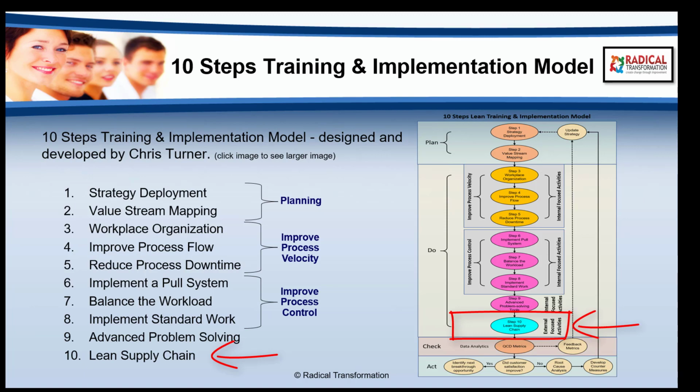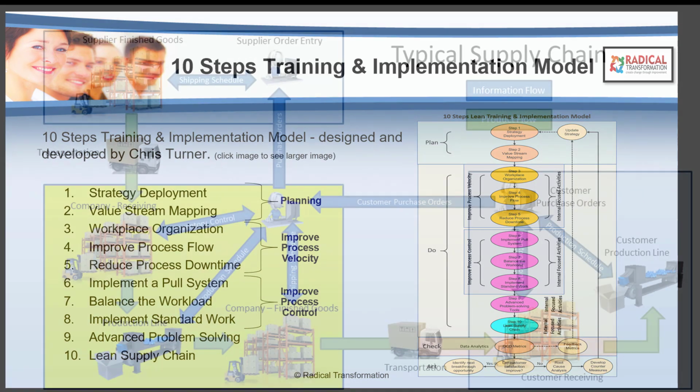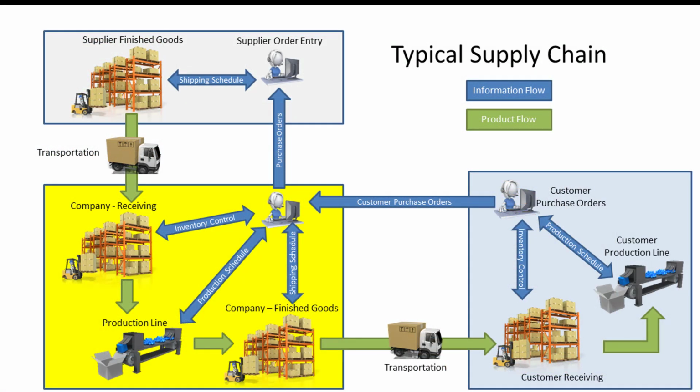The goal of step 10 is to implement a lean supply chain to ensure your suppliers are effective in supporting your business so you can deliver your products to your customers on time, every time. Now, this involves connecting suppliers' shipping procedures and customers' ordering and receiving procedures to your organization production and service operations.